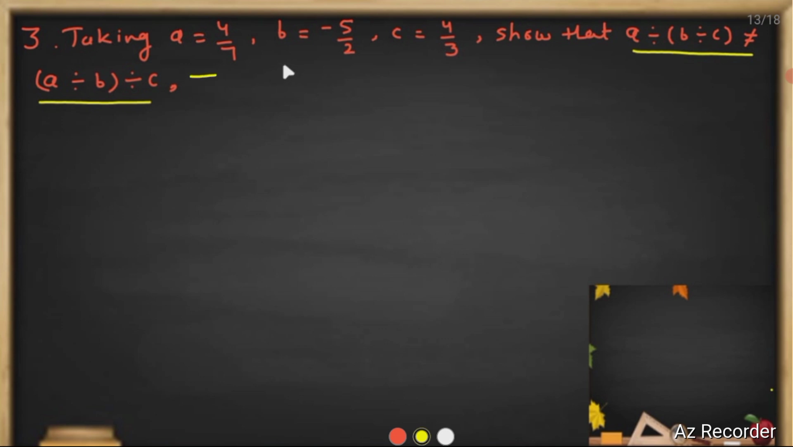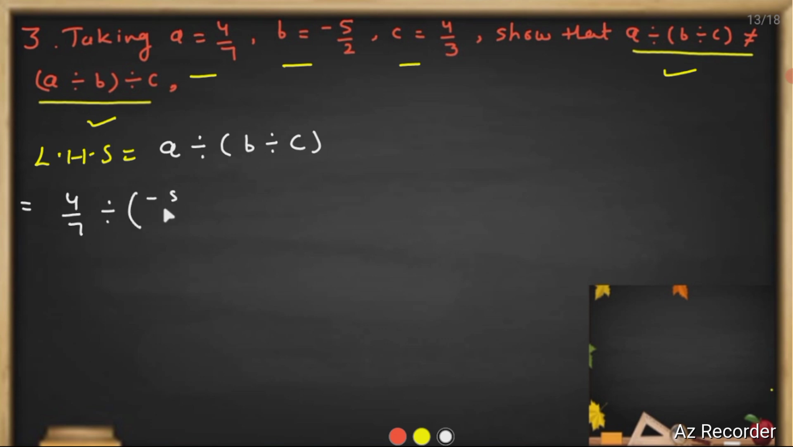Here the value of a, value of b, value of c is given, and show that this side is not equal to this side. Okay, so first I'm taking the left hand side. The left hand side is given here, my dear students, a divided by b divided by c. So now put the values, 4 upon 7 divided by minus 5 by 2 and divided by 4 by 3. So here 4 by 7 divided by minus 5 by 2 multiply, this divide sign is converted into a multiply sign, and 4 by 3. Now we have to write down the reciprocal of 4 by 3. So that will be 3 by 4.